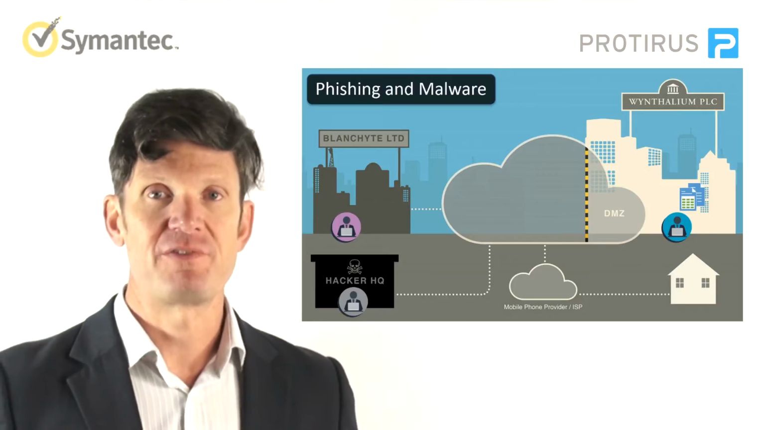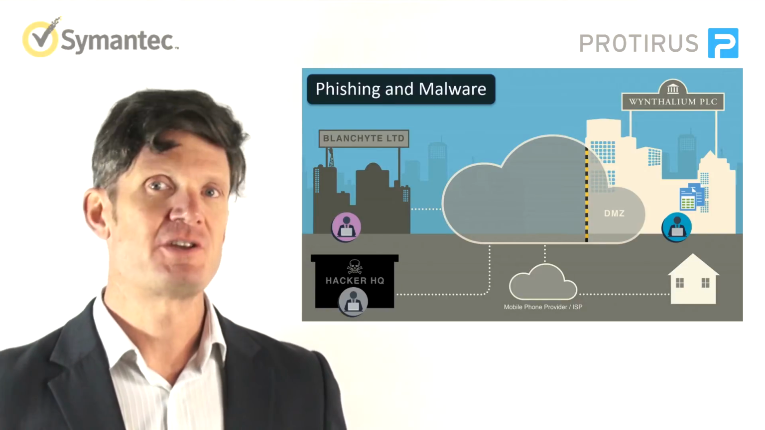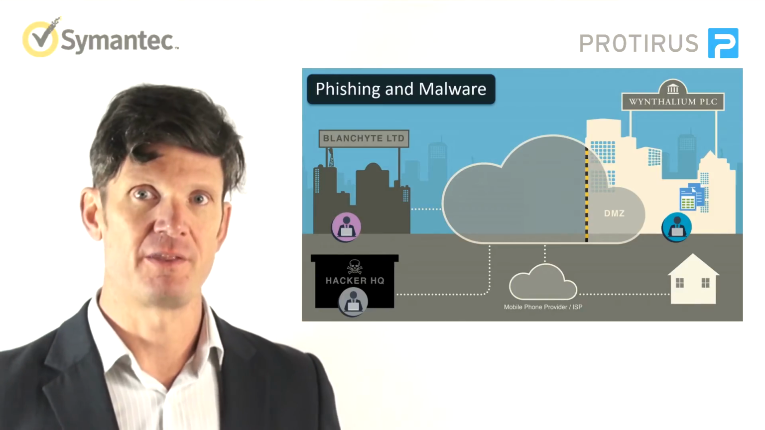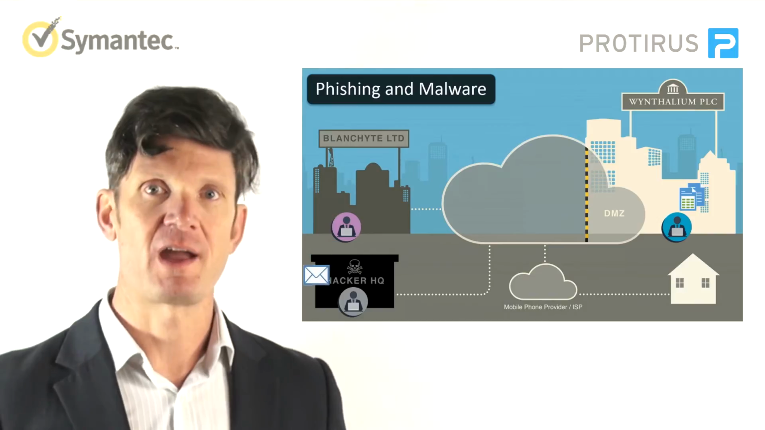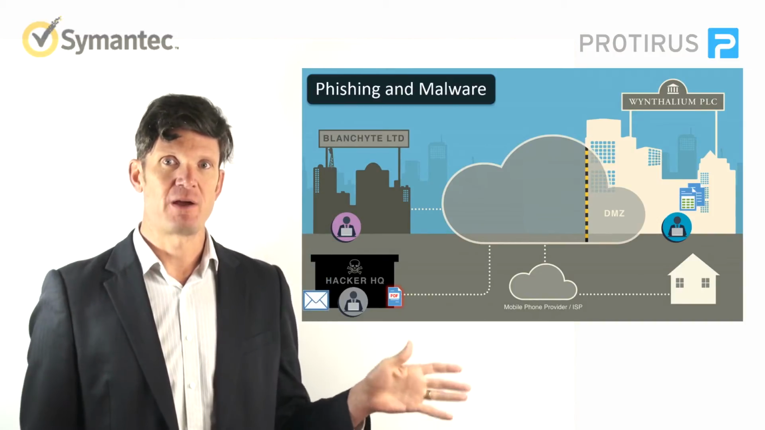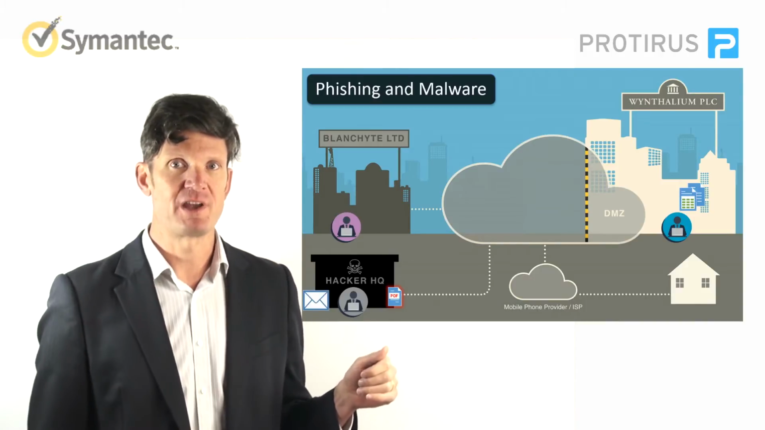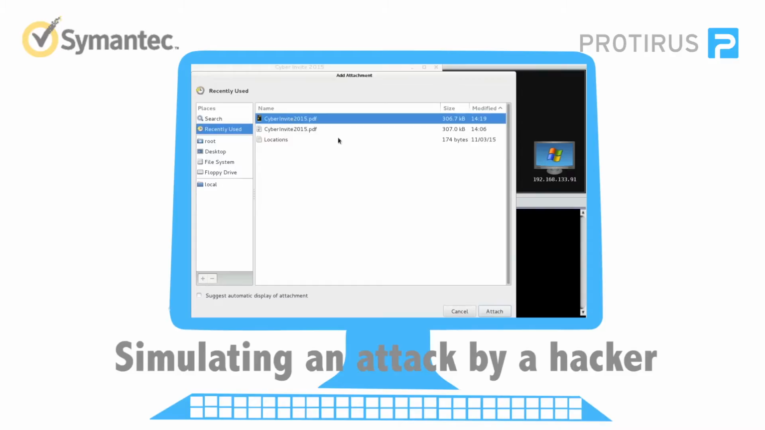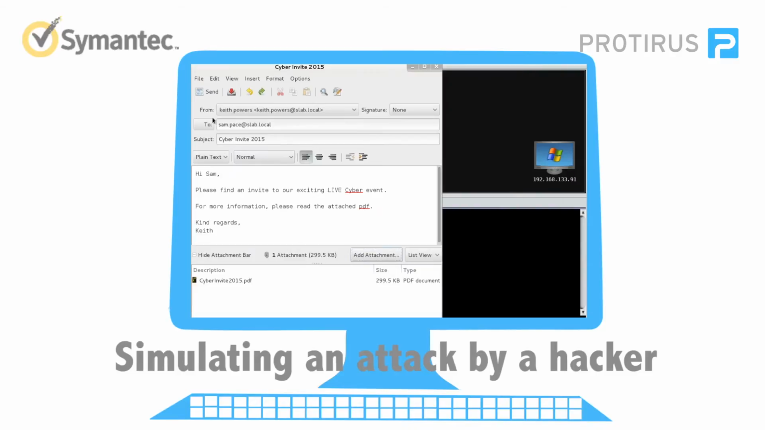Blanchyte and Wynthalium are in the same bid process. Blanchyte know if they can get hold of information that Wynthalium has on the bid, then they can undercut them. And so they decide to contact Hacker HQ. Hacker HQ is given information about who to target within Wynthalium's organisation, and so they create a carefully constructed email with a piece of malware in it. This they send to the person in Wynthalium.